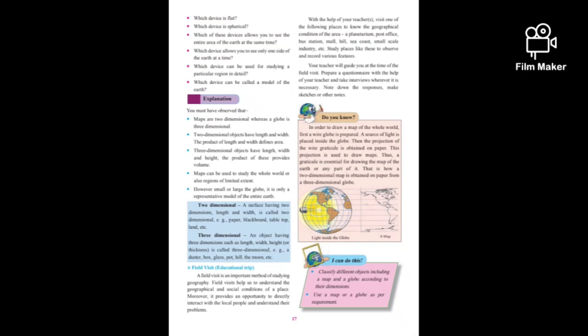Three-dimensional objects have length, width, and height. The product of these provides volume. So a globe is three-dimensional. It has a length, width, and even height. Then maps can be used to study the whole world or also a region of limited extent.